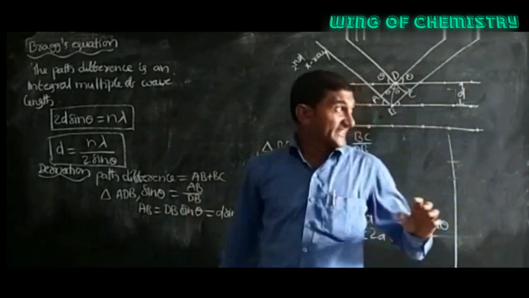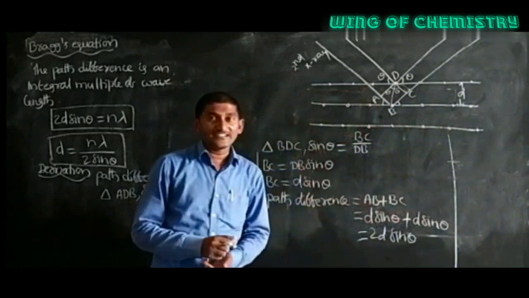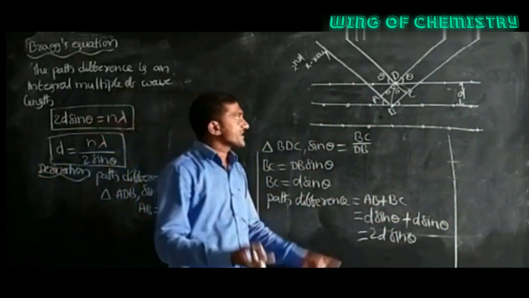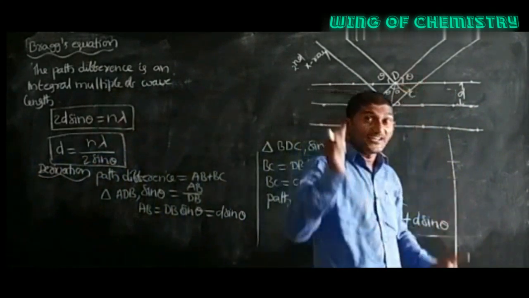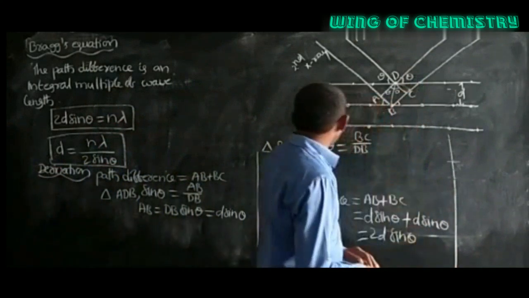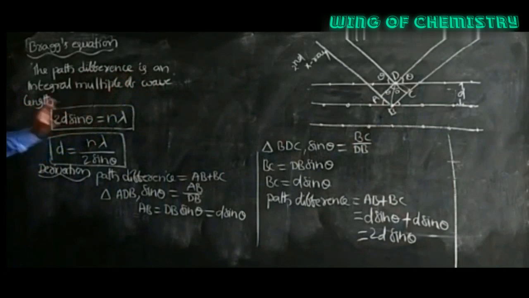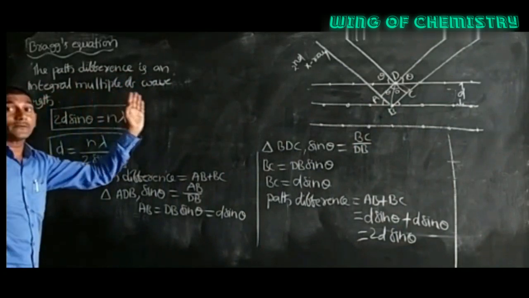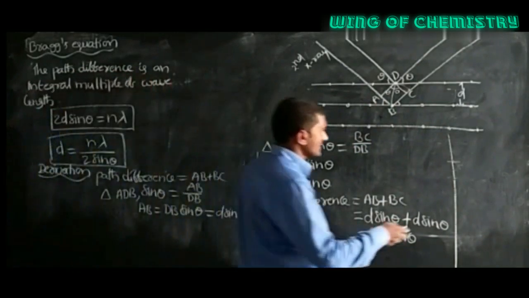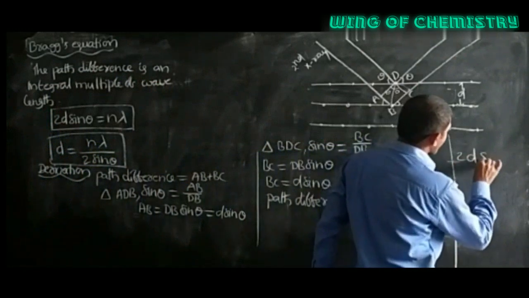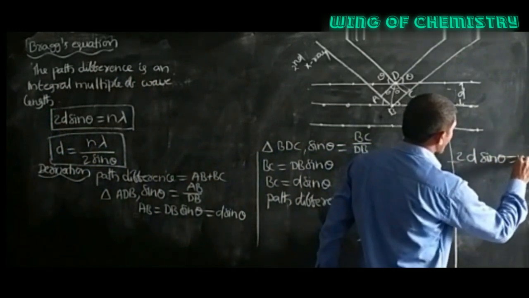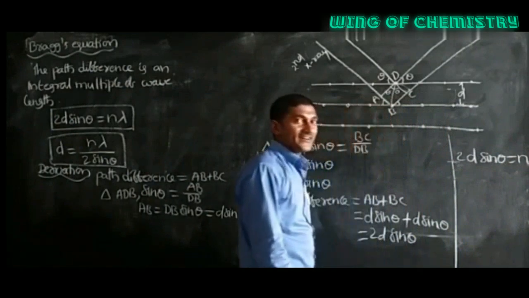When two X-rays strike the crystal surface and the atoms are in phase, then the path difference is equal to a whole number of wavelengths. That is, 2d sin theta is equal to n lambda.